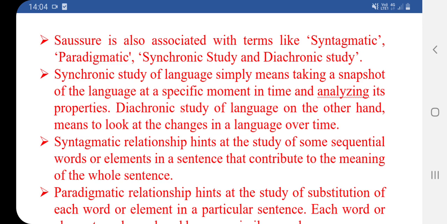Diachronic study, on the other hand, is completely opposite to synchronic study. Diachronic study of language means to look at the changes in a language over time. So diachronic study looks at the history of the changing meaning of a particular language.